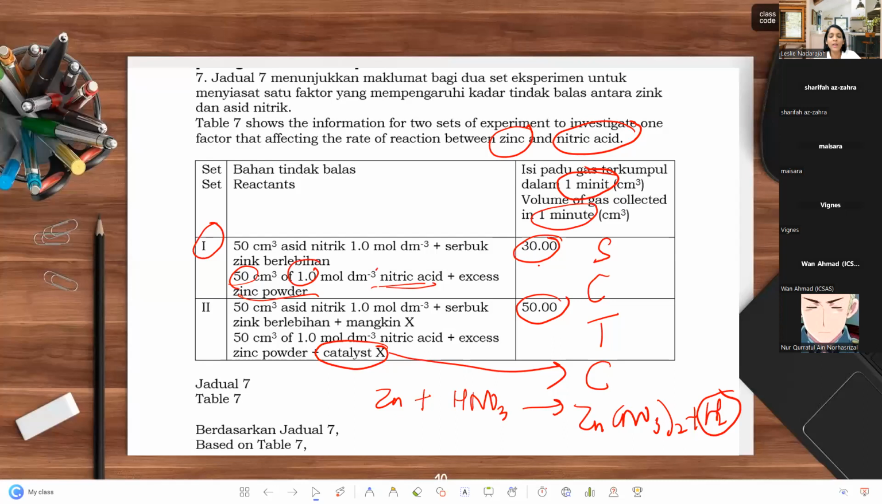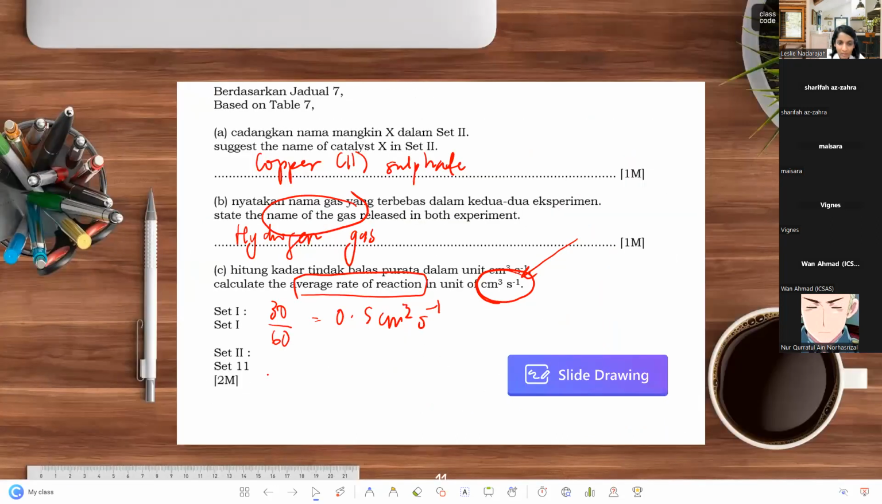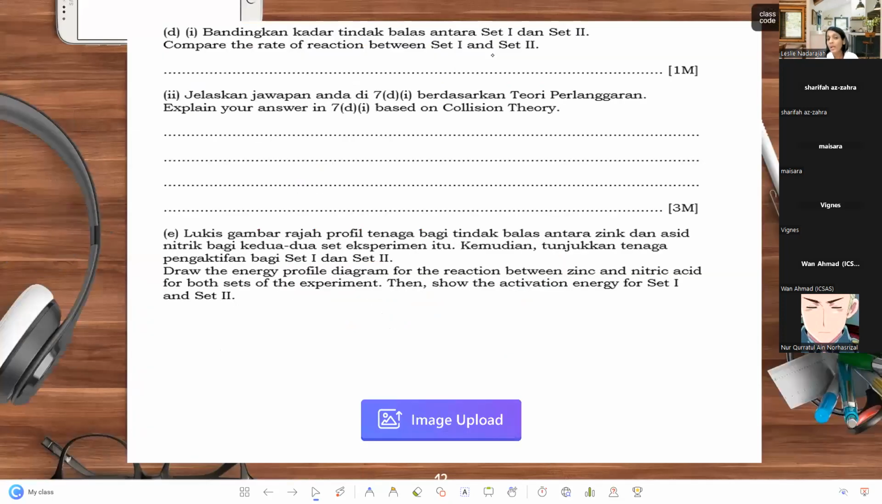I can only go as fast as y'all are. 0.83. What is your working? Always the working first. 50 centimeter cube divided by 60 seconds. Okay, 50 divided by 60 is correct. Okay, 0.8 what? 3. Okay, 0.83 centimeter cube per second. All right, correct. Now compare the rate of reaction in set 1 and set 2.